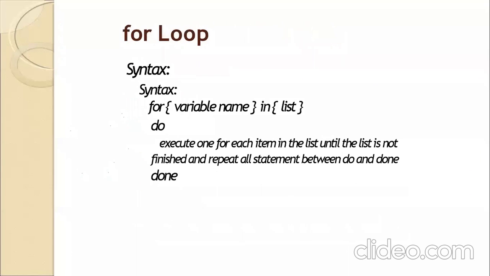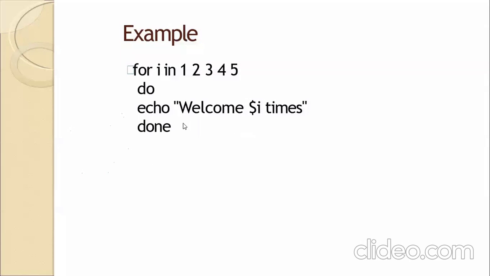This is the example. So the for loop syntax is: for variable name in a list, do and done statement. Execute one of each item in the list until the list is finished, and repeat all the statements between do and done. So this is an example: for I in 1, 2, 3, 4, 5.